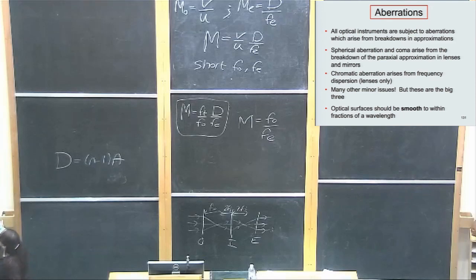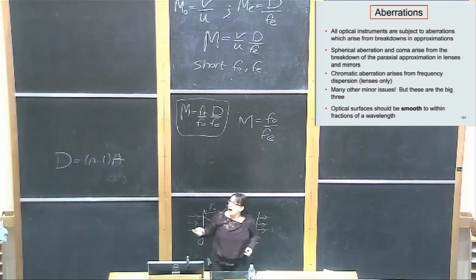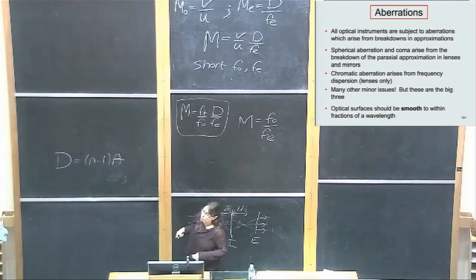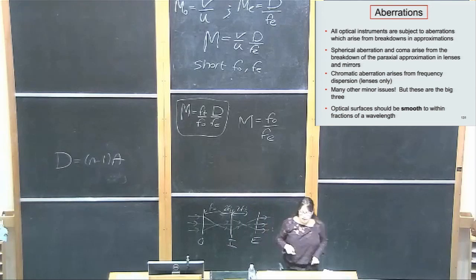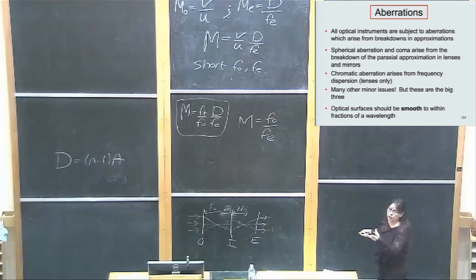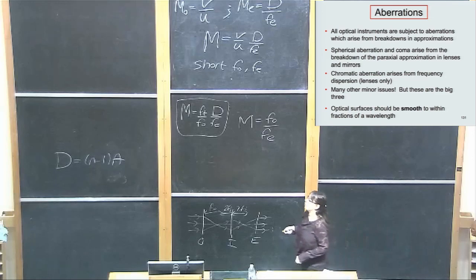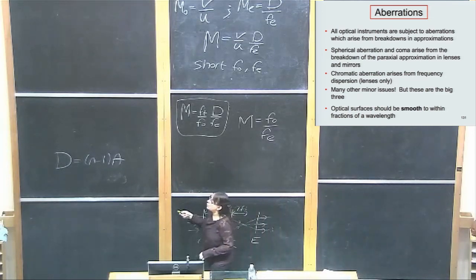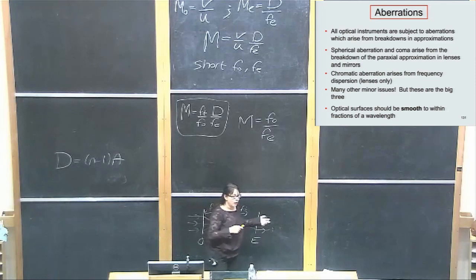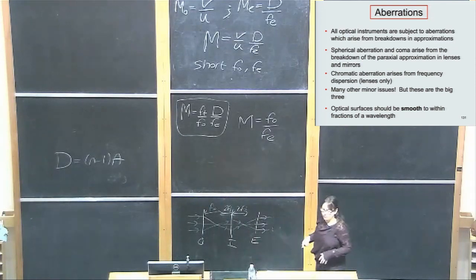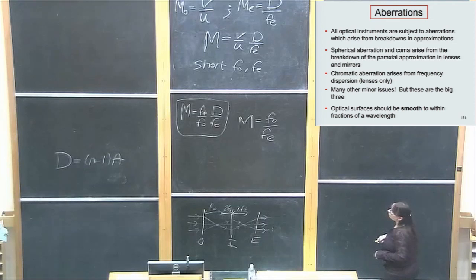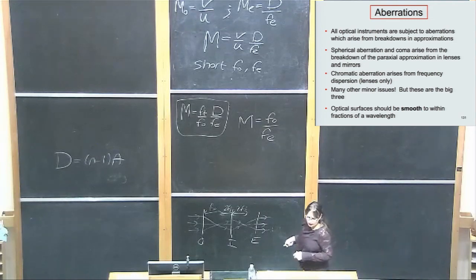So the big three, the three that I'm going to mention, are so-called spherical aberration and coma, and these two do arise from the breakdown of the paraxial and thin lens approximations. And then there's another one I'm going to mention called chromatic aberration, which we've already talked about a little bit, arising from dispersion effects, the fact that light of different wavelengths has different refractive indices. Only lenses are affected by that. So again, another reason why reflecting telescopes are preferred. There are lots of other minor issues, you can read in books about various things people have to take care of, but these are really the big three.